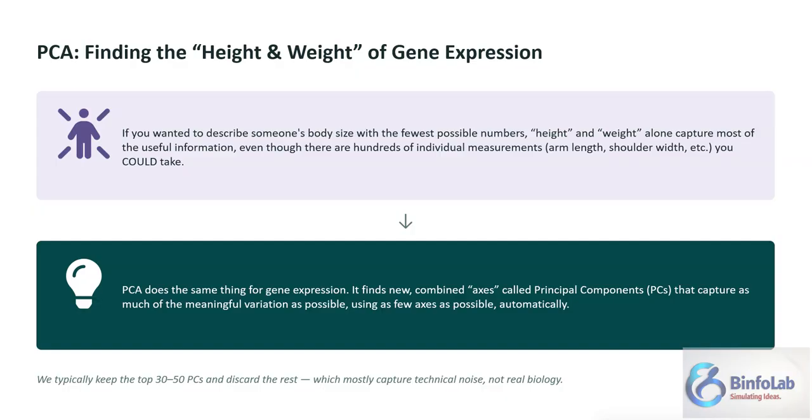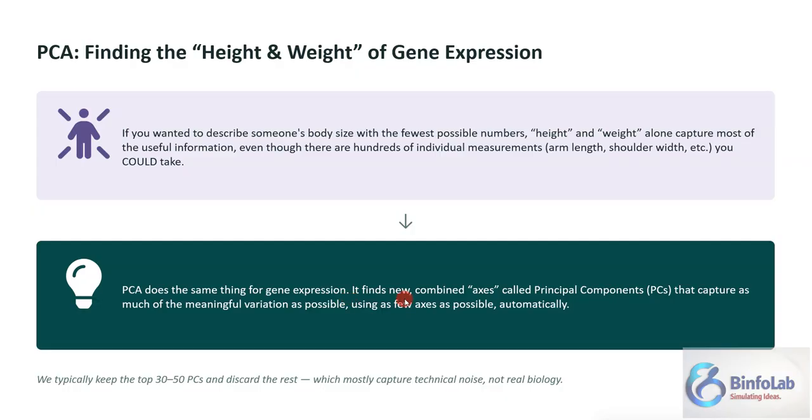But we as humans, to keep things simple, are normally dealing with two factors, height and weight, to explain someone's body weight. The same way, we have to choose some factors to explain the expression of genes, or the expression of that floating point. I called a gene a floating point in my previous slide. So PCA does the same thing for gene expression.